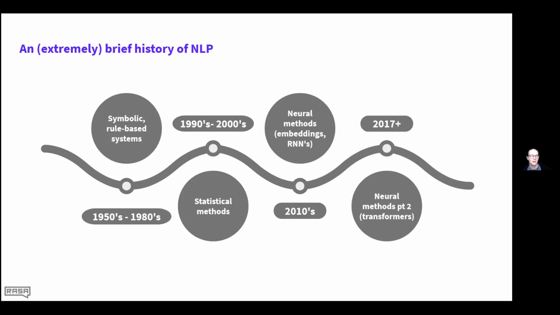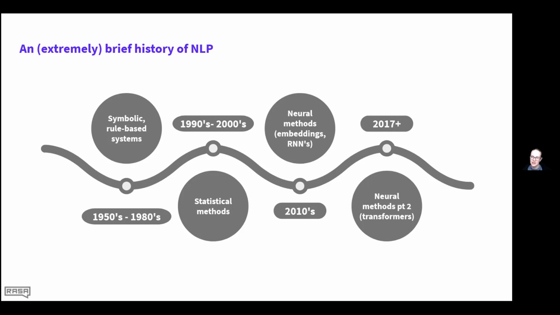"Every time I fire a linguist, my system performance goes up." So that was part of this general era of thinking, which is that we can use statistical methods and correlations and count things like words, n-grams and characters, and use that as our basis rather than rules.